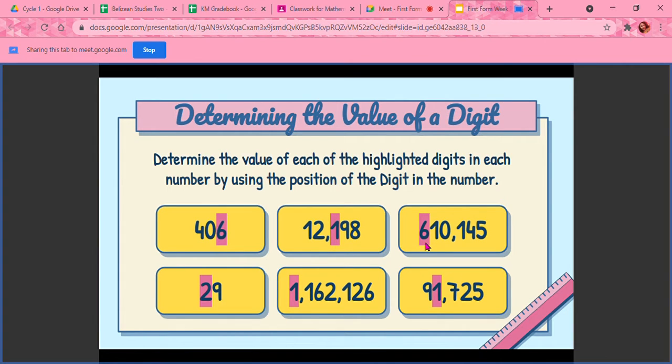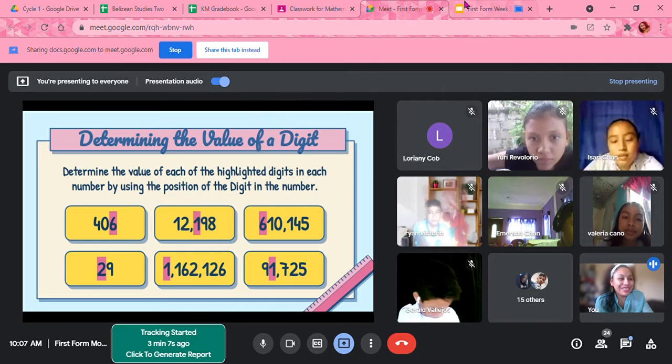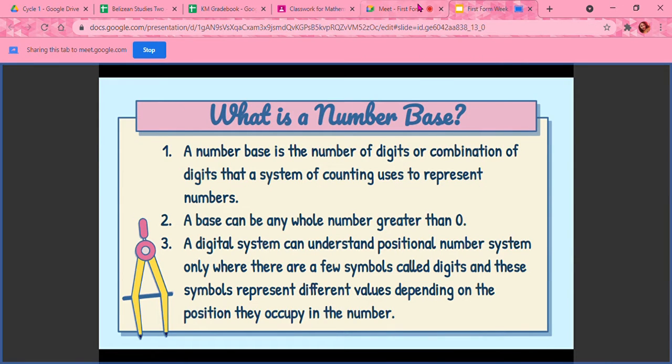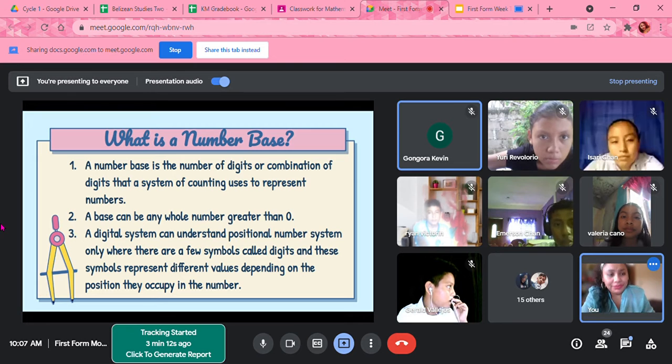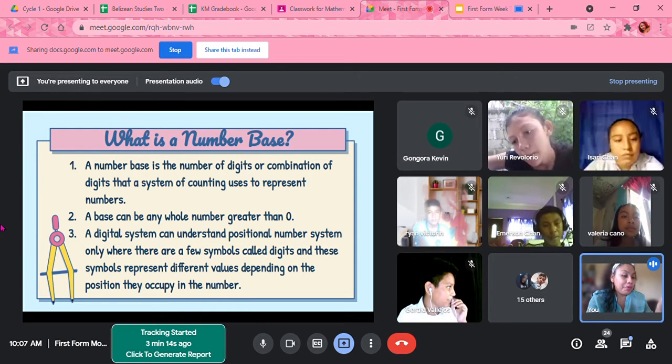This one. 100,000. Excellent work. Next one. 10. Very good. This one. Millions. Very good. And the last one. Thousands. Very good, everybody. You were understanding. Very good. So, that is talking about place values, right?